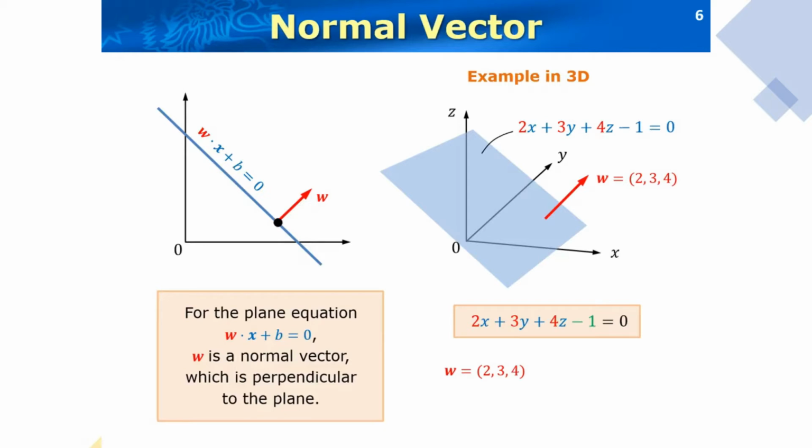This is a normal vector perpendicular to the blue plane. If we set vector w to (x, y, z) and b is equal to -1, then the plane also takes the form wx plus b is equal to 0.